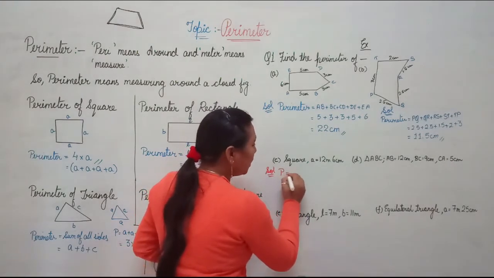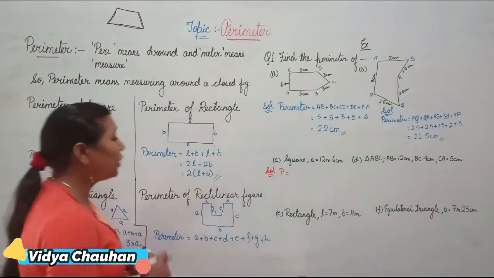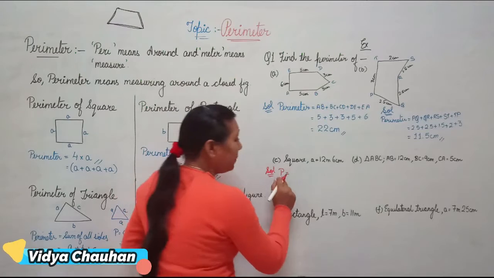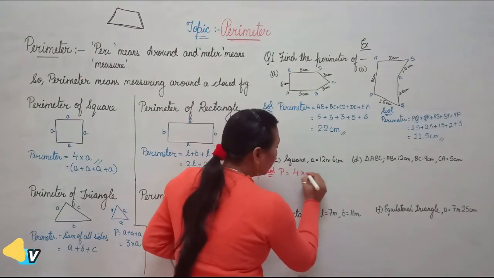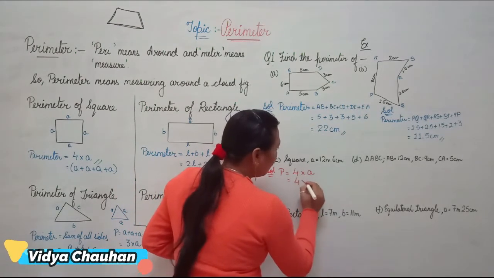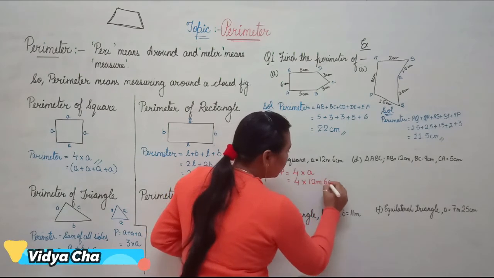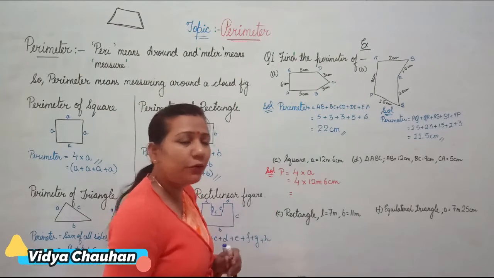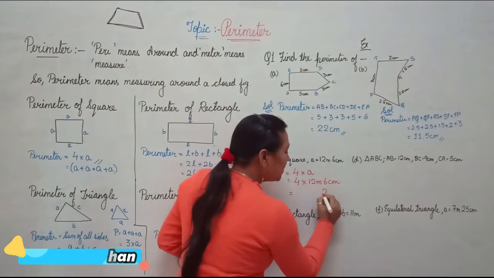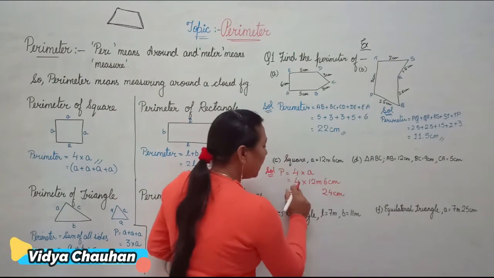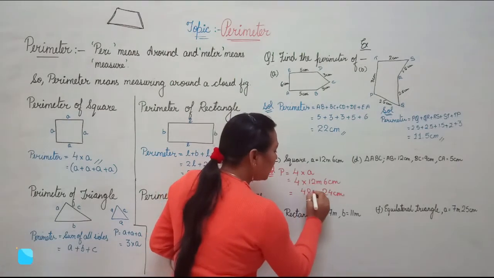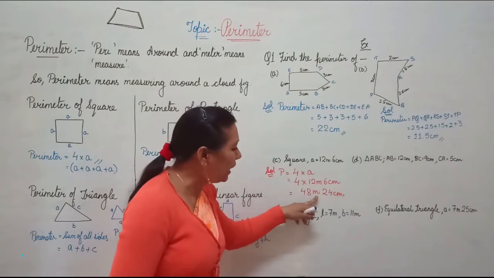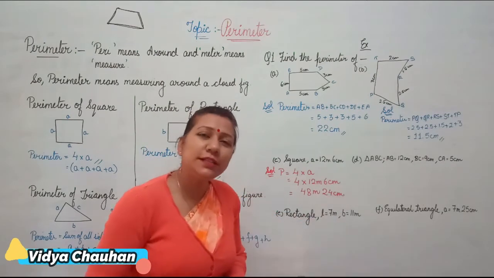So perimeter is equal to, since it is a square, and what is the formula for perimeter of a square? 4 multiplied by side. So that is 4 multiplied by 12 meter 6 centimeter. So you have to multiply 12 meter 6 centimeter by 4. So 4 6s are 24 centimeter and 4 12s are 48 meter. So the perimeter of the square is 48 meter 24 centimeter.